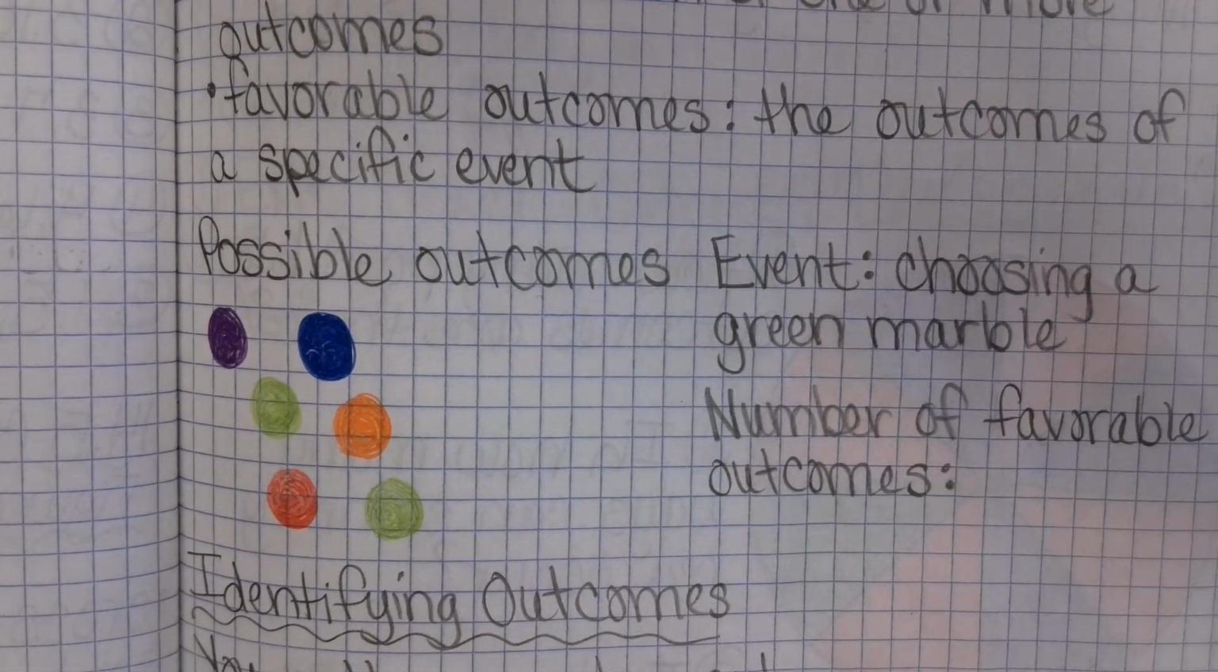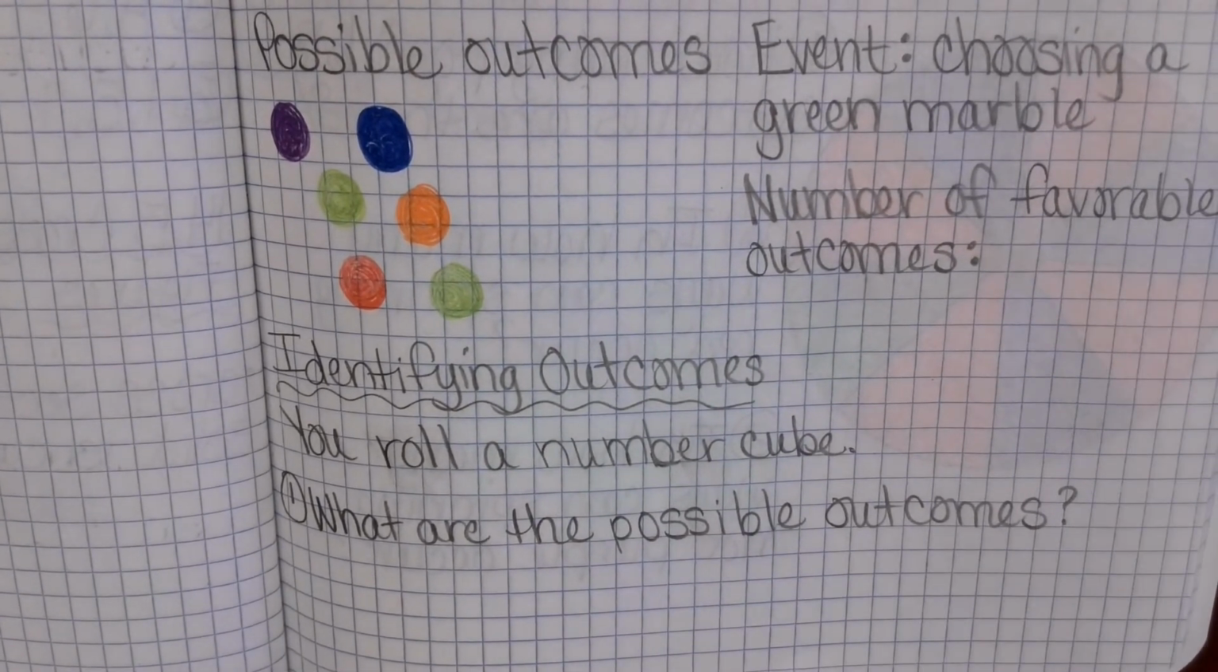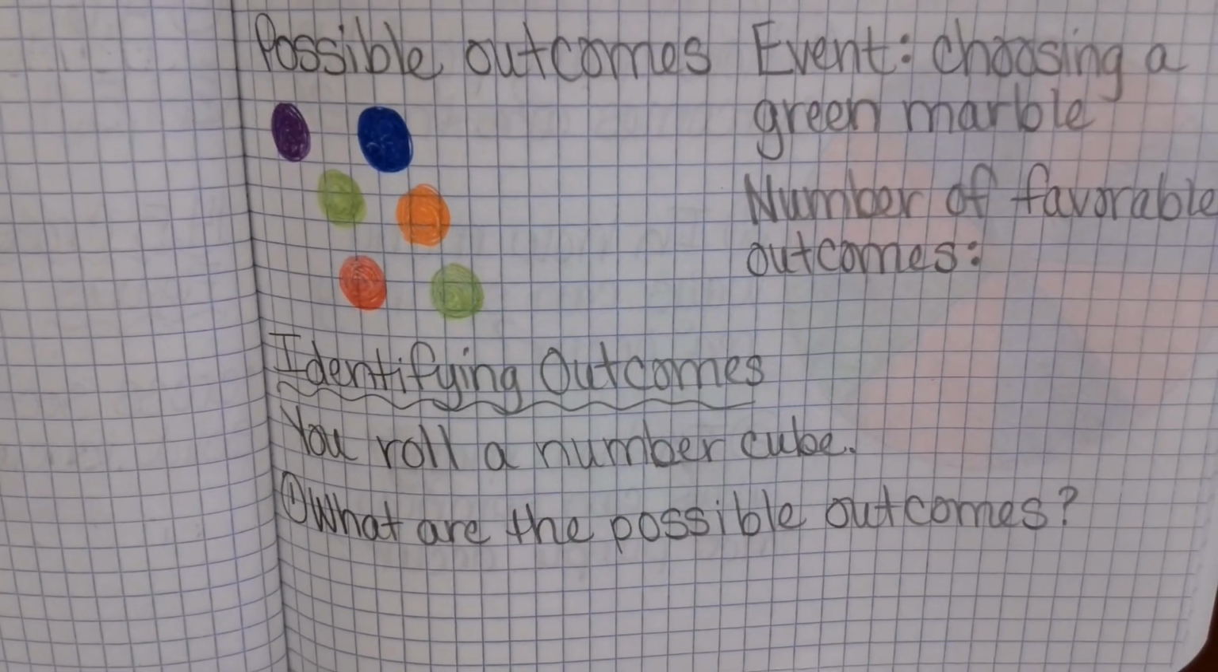All right, identifying outcomes. So you roll a number cube or a die. It's numbered 1 through 6. What are the possible outcomes? Remember, that's the possible results of an experiment. So I'm going to pause the video. I'd like you to do the same. And I'd like you to think about and write down, what are the possible outcomes of rolling a number cube?